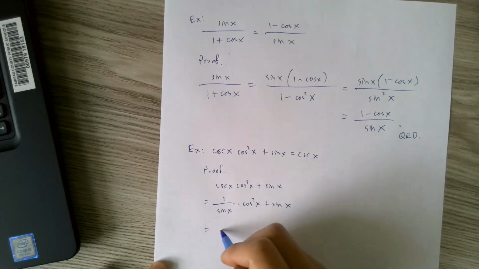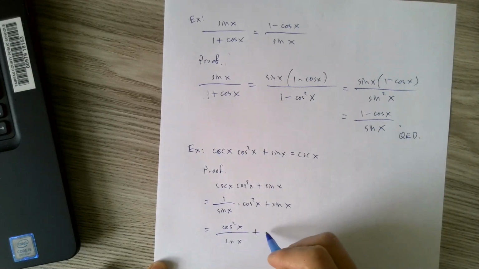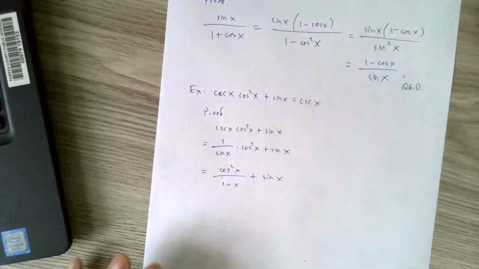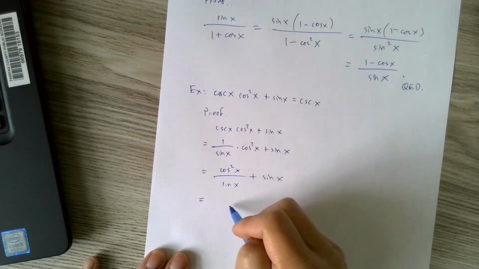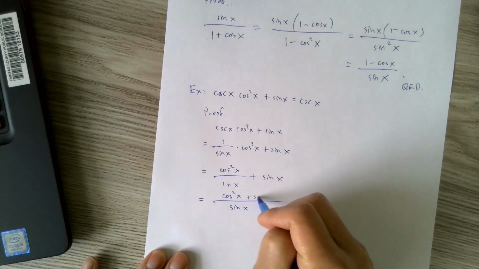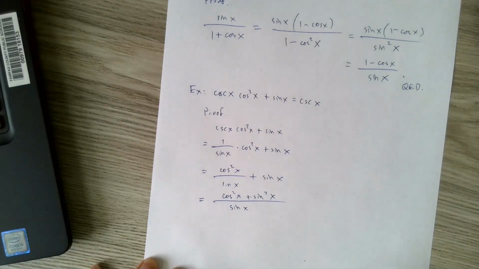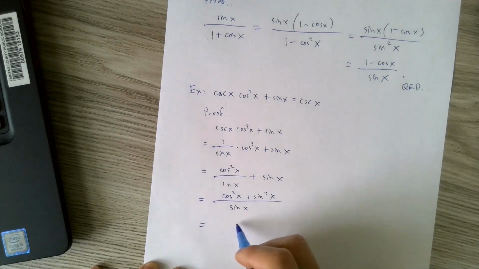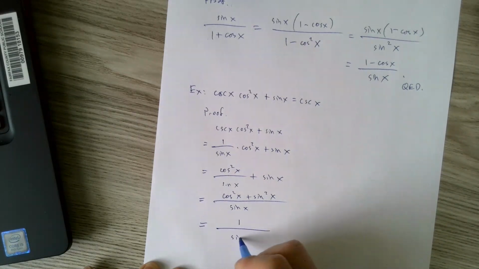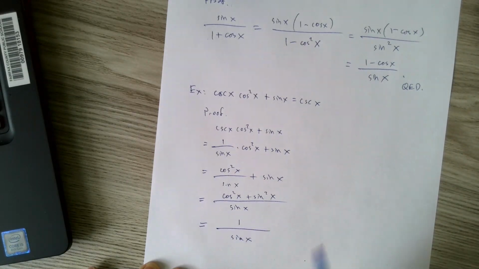And put cosecant squared on top. And I'd like to add these two terms, so I'm going to get a common denominator. Oh, so conveniently I get cosine squared plus sine squared, and by now I know easily that that's 1. So 1 over sine x is cosecant of x, QED, done.